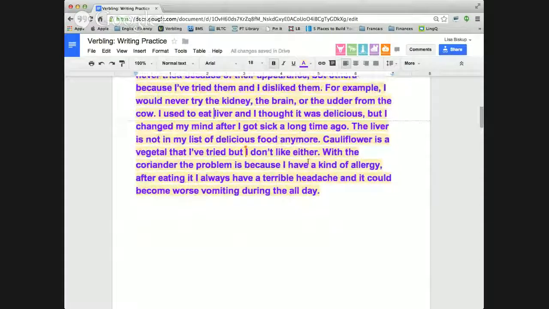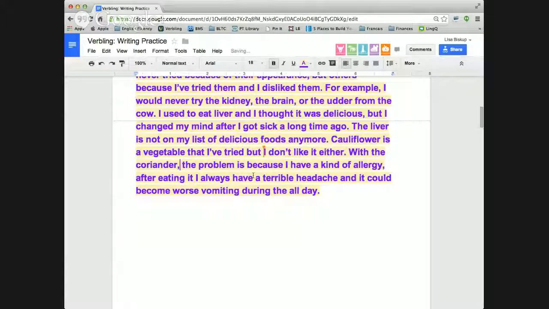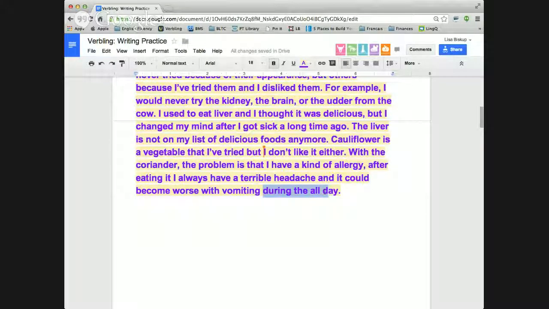All right. The liver is not on my list of delicious foods anymore. Cauliflower is a vegetable that I've tried, but I don't like it either. With the coriander, comma, the problem is, I would say that, the problem is that I have a kind of allergy. After eating it, I always have a terrible headache, and it could become worse with vomiting. And then instead of during all the day, you would say vomiting throughout the day. Okay. Wow, that's a pretty serious one.